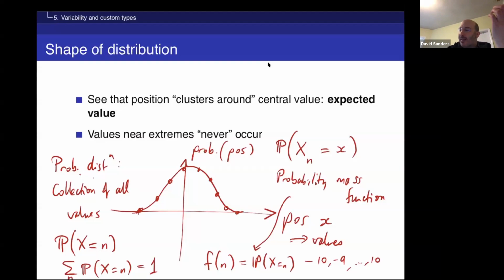So what we now want to understand is, what is the shape of this distribution? Where is it located, what is its shape, and how wide is it? So we have to define all these terms and have a way of calculating them. In particular, as it says here in the slide, just from looking at this shape, we see that these values cluster around a central value. And so we call that the expected value, or the mean, of the distribution.